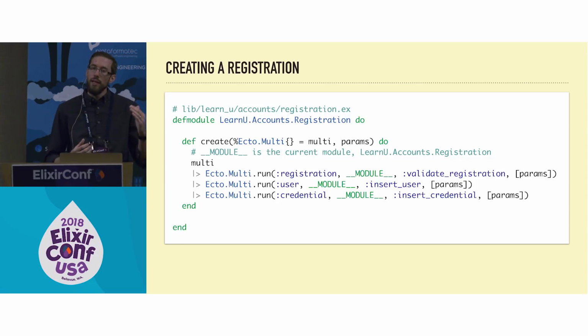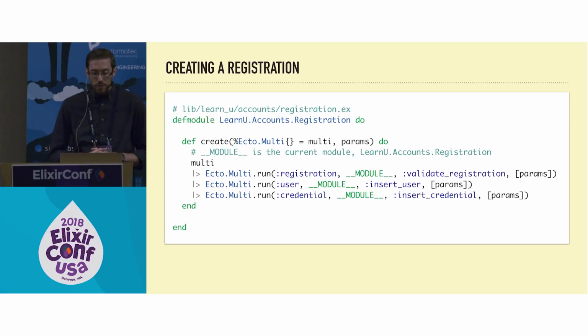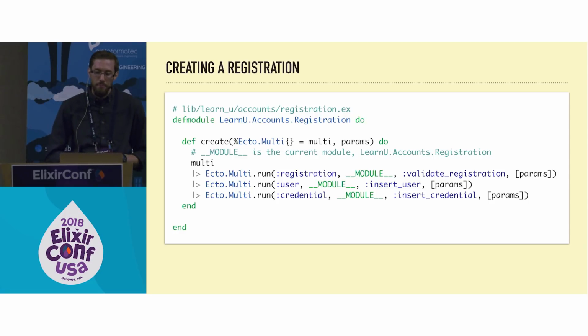Here I've added a create function on the registration module, which takes an instance of Ecto Multi and parameters from the web form as arguments. From there, I use Ecto Multi to run three functions: validation, insert to the users table, and insert to the credentials table. All of these functions are defined on the registration module as referenced by the underscore module convenience here, but they easily could live elsewhere.